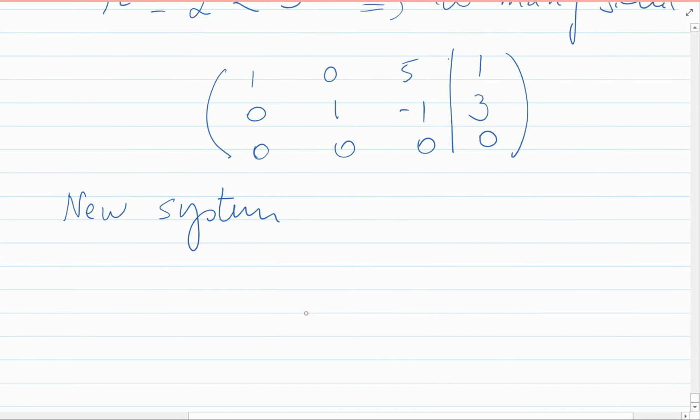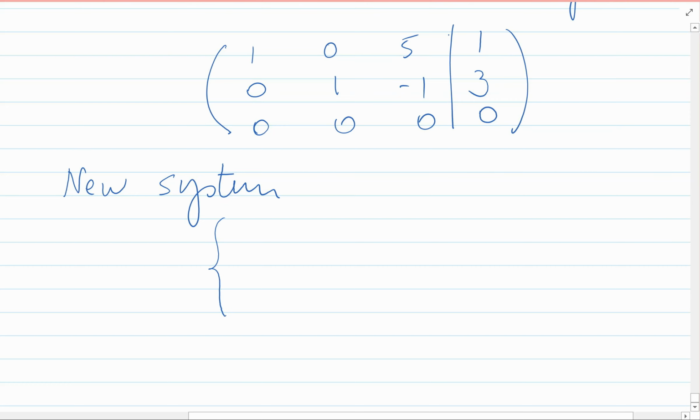So what is the new system? You can use X1, X2, X3, or you can use X, Y, Z. It depends on what they gave you at the beginning. They give us X, Y, Z, so we have to work with X, Y, Z. X plus 5Z equals 1. Y minus Z equals 3, and there is no need for 0 equals 0.